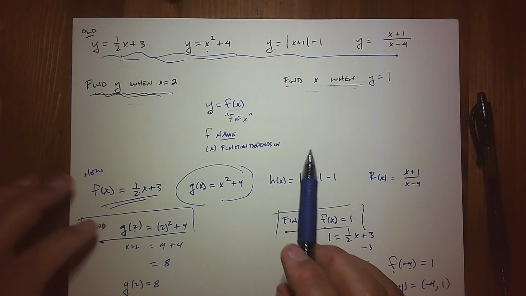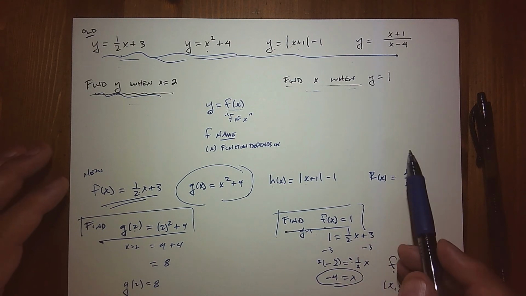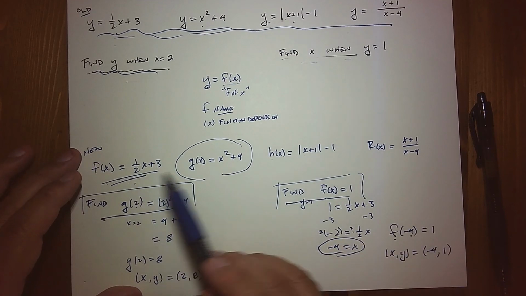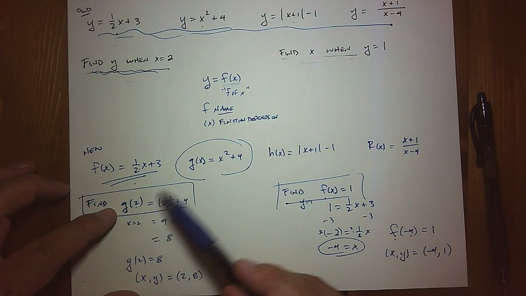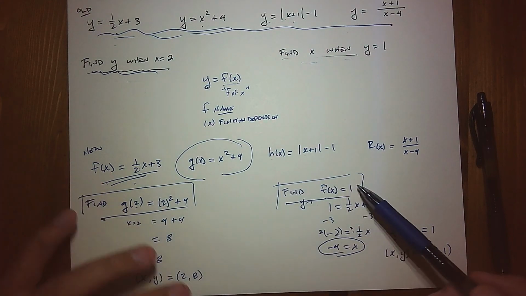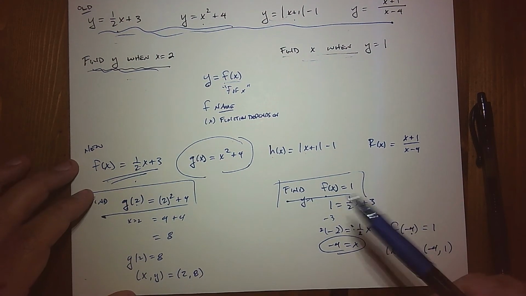So we use a function name to distinguish the function. That basically tells us, especially when I have more than one function to deal with, the notation tells me exactly which function to either let x equal to or to let y equal to and do the rest.